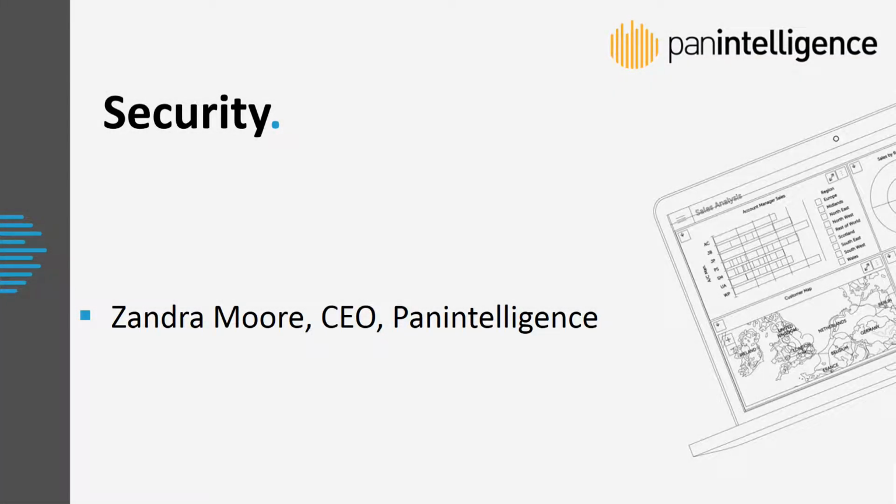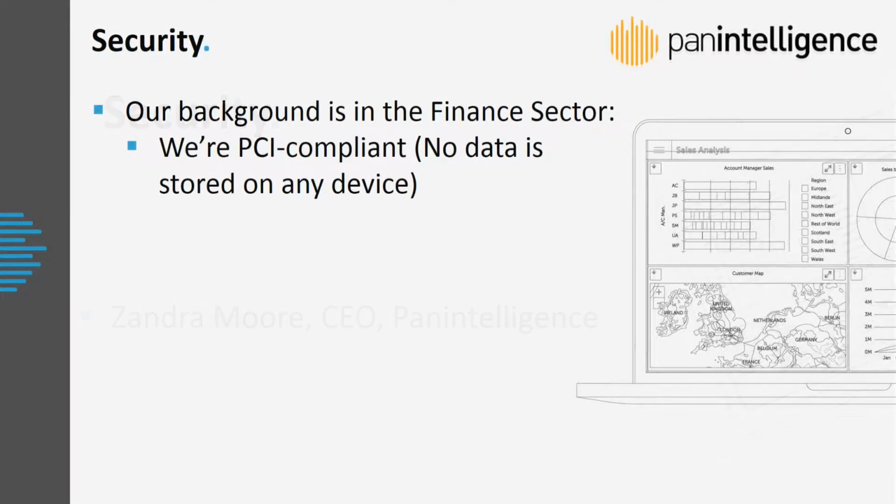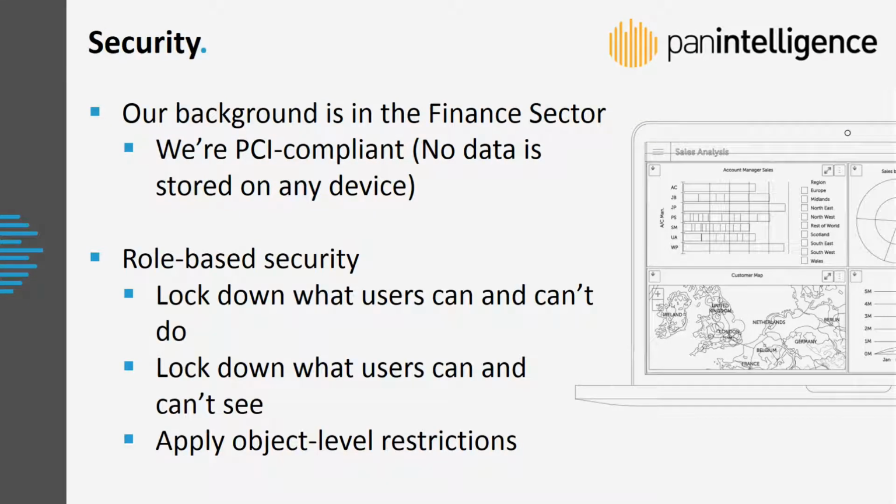Panintelligence was originally built for the major banks and financial institutions in the UK, and as such we needed to build out a security model which ensured that not only was our software PCI compliant, and what I mean by that is that there was no data cached on any device or stored on any device, but also that users were locked back to not only what they can and can't do, but more importantly what they can and can't see, right the way down to an object level restriction.